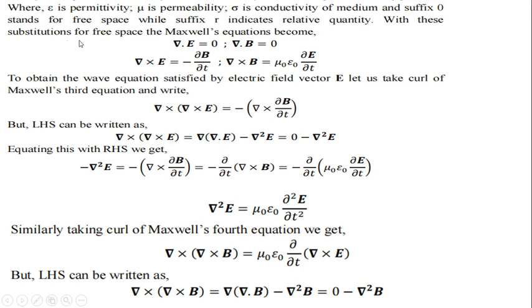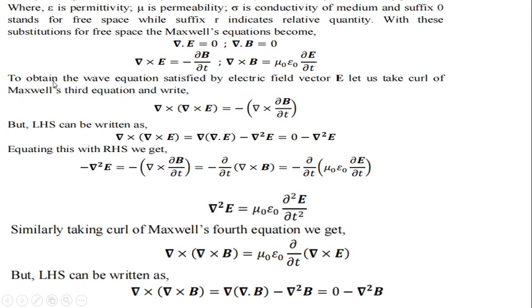With this substitution for free space, the Maxwell equations become del dot E equal to 0, del dot B equal to 0, del cross E equal to minus delta B by delta t, and del cross B equal to mu 0 epsilon 0 delta E by delta t.